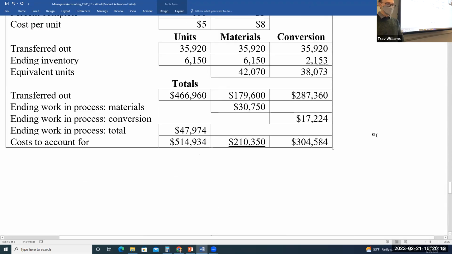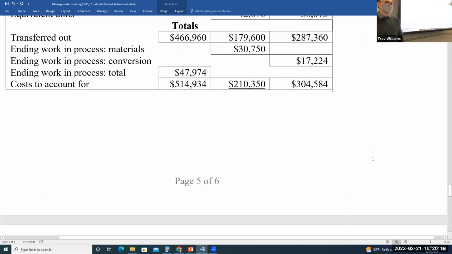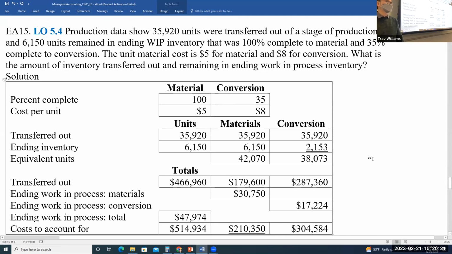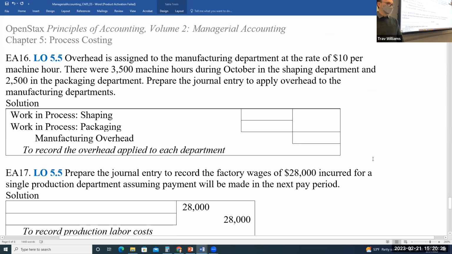That was number 15. Oh, we still have a little bit of time. Keep going. Any questions on this one? All right, number 16. Okay, some journal entries. So this company assigns overhead at, oh yeah, Alan.